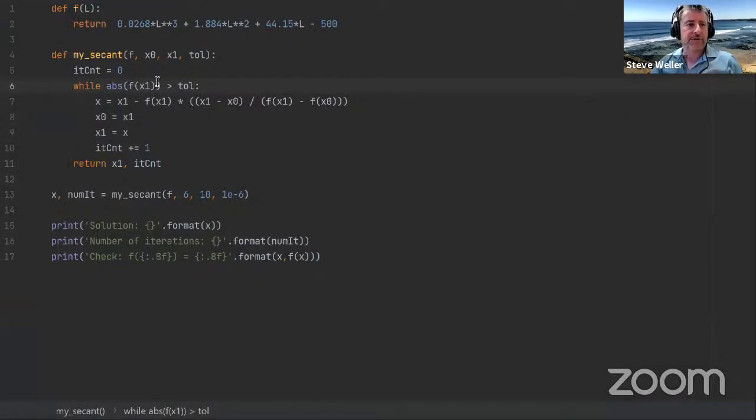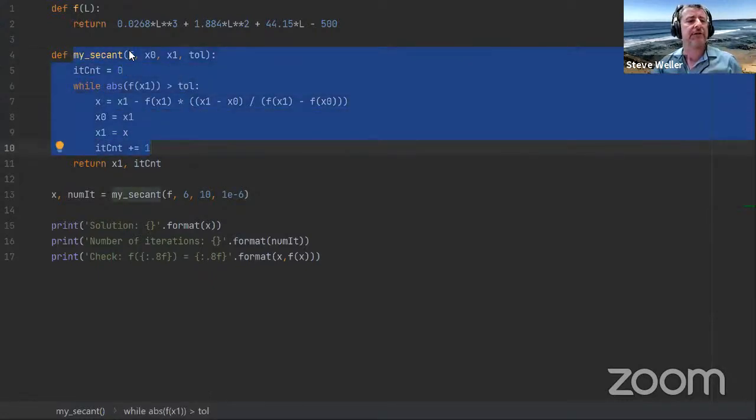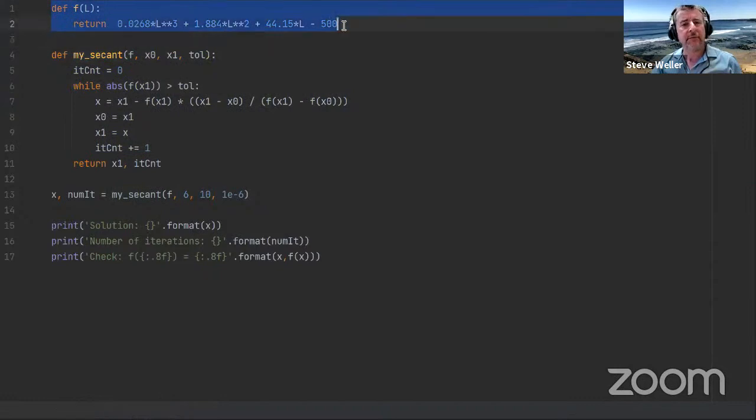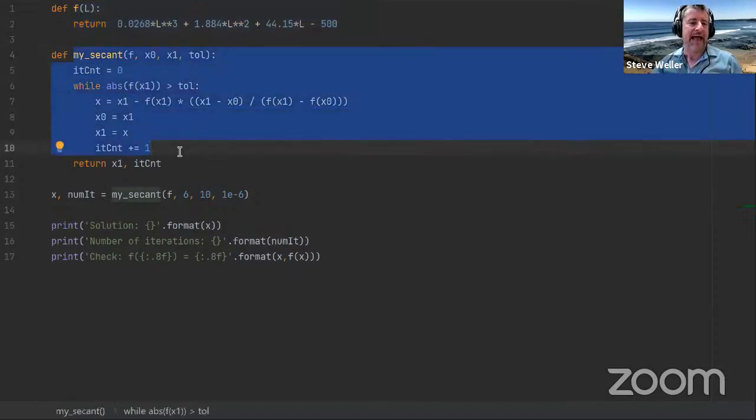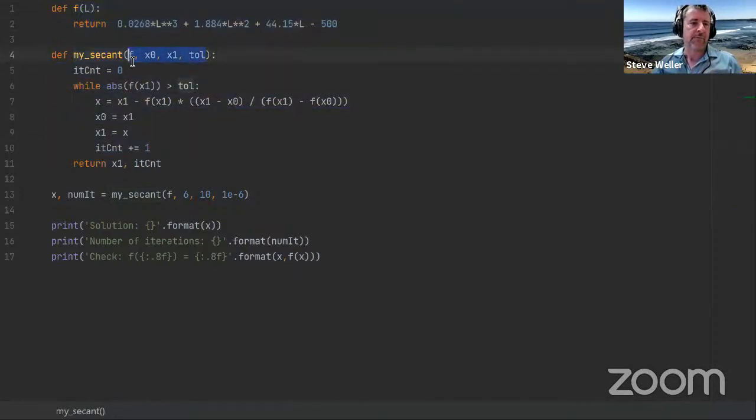Here is the secant algorithm written as a function to be optimized, or the function to be solved. The secant function takes 4 input parameters and returns a number of iterations as well as the current estimate. So let's run that now.